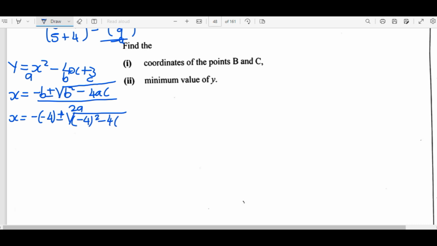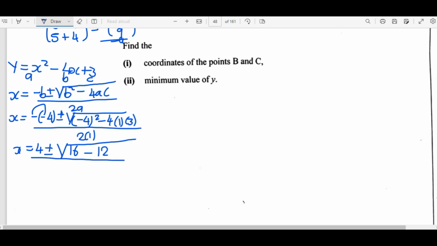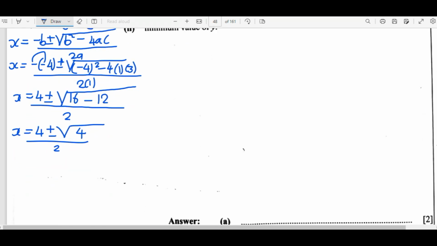Then what's our a? a is 1, our c is 3, divided by 2 times 1. So negative times negative, we have +4. Negative 4 squared is +16, minus 4 times 1 times 3, which is 12, over 2. 16 minus 12 will give us 4 over 2. The square root of 4 is plus or minus 2.